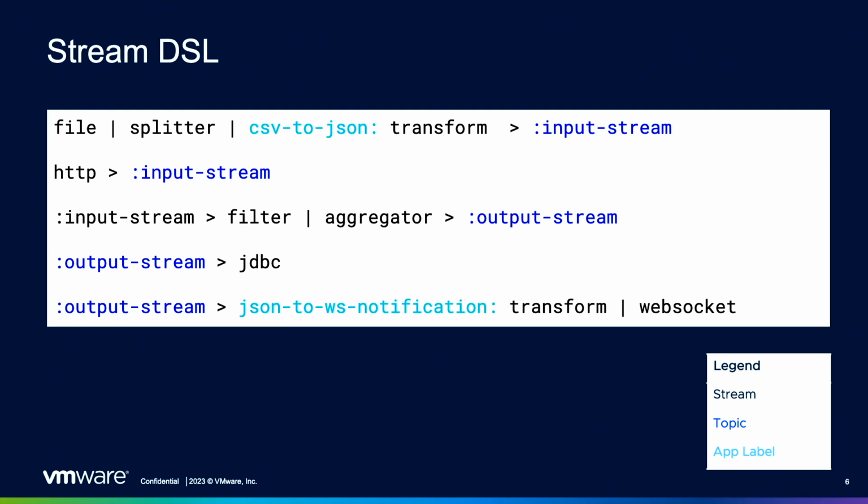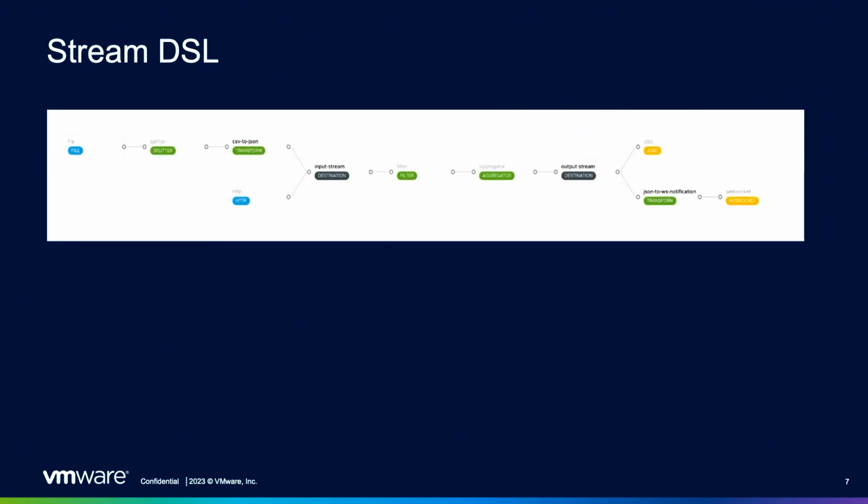So the black words are the names of Stream applications. The blue words are the names of explicit destinations. And the light blue are labels, so that you can reuse the same application in different contexts and give it different properties.